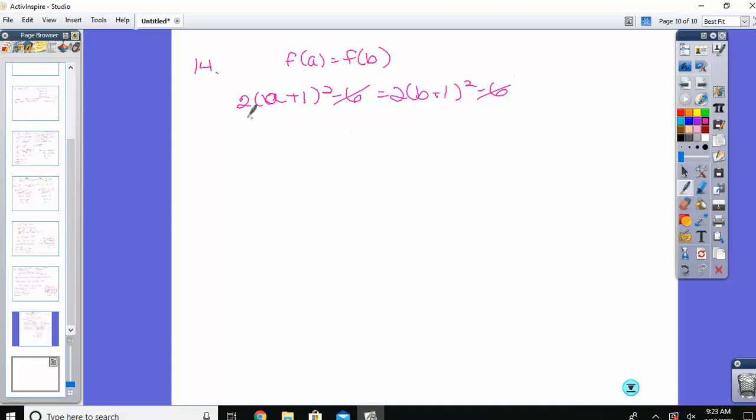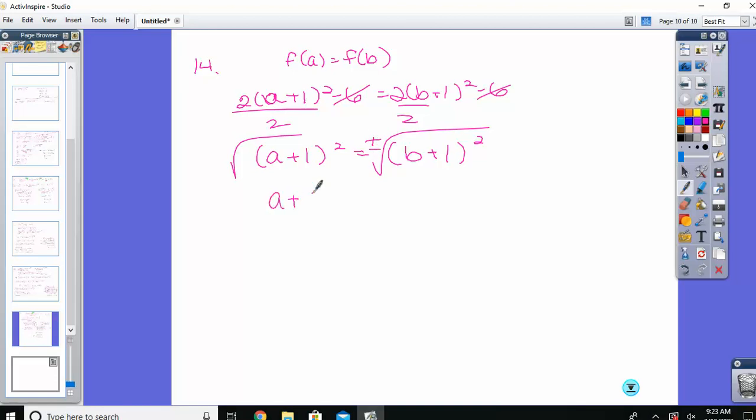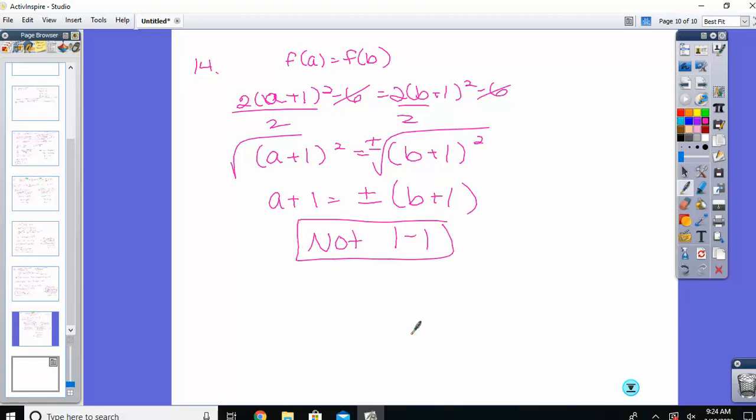6's drop, then we can divide by 2. How do you get rid of a square root? Anytime you have a square root, you need the plus and minus. As soon as I throw that plus and minus in there, what can I say? It's not 1-to-1. Okay, you might also, yes?